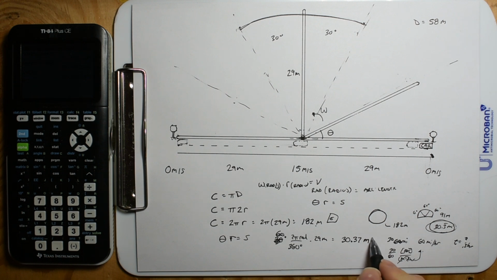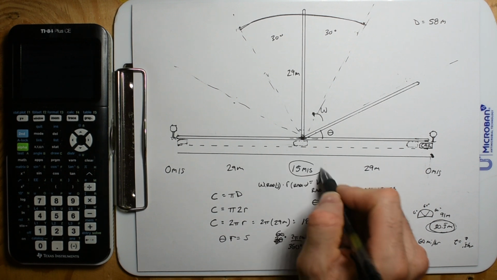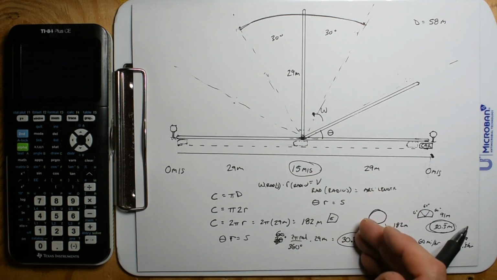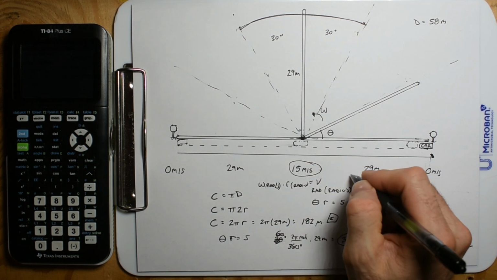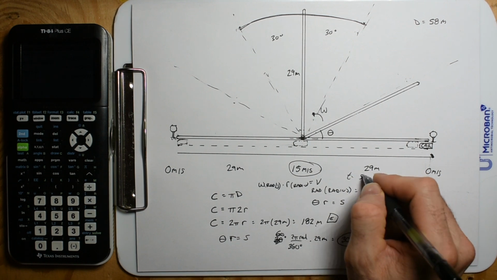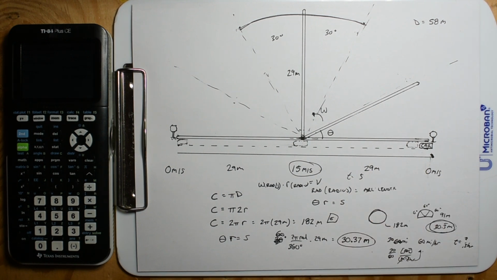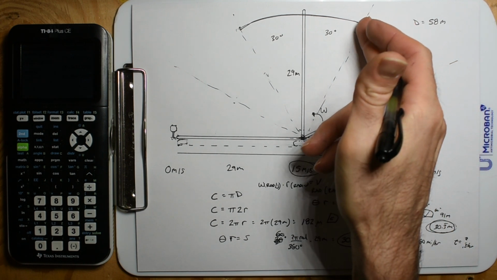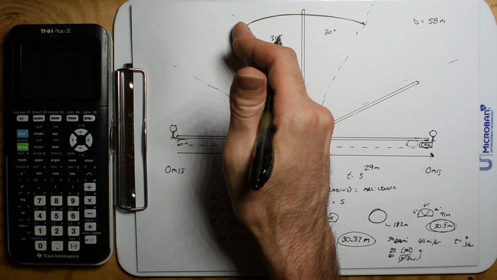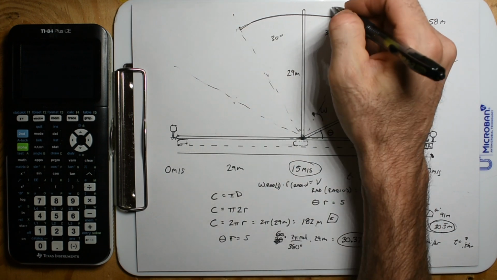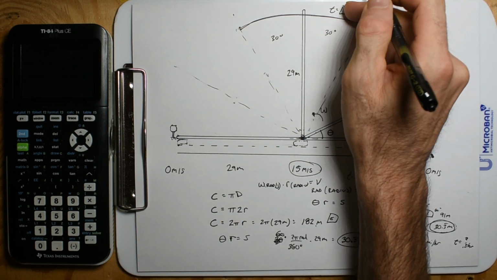So we have meters right here, and then we have 15 meters per second right there. If we do something to these two, we're going to get a time in seconds. And what's that going to tell us? That's going to be the time to go 30.37 meters. So it's going to be the time from here to there, and we're going to get that value.